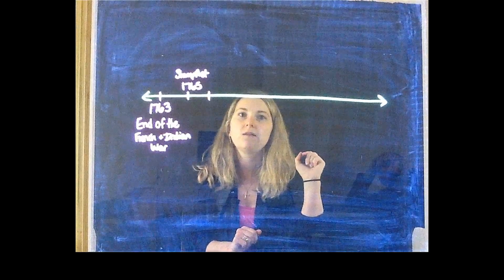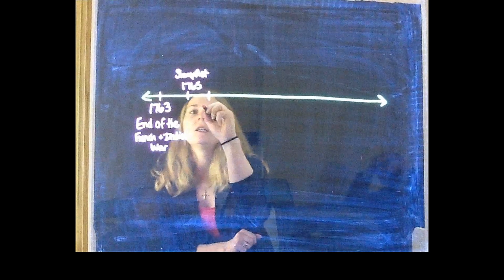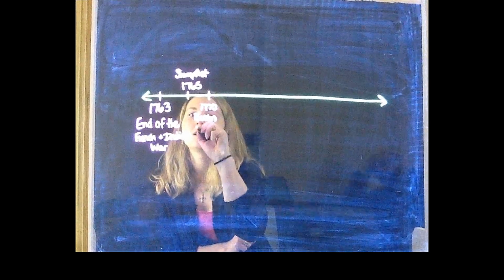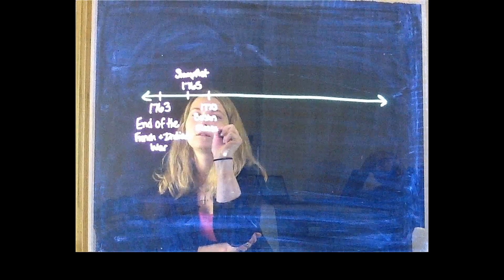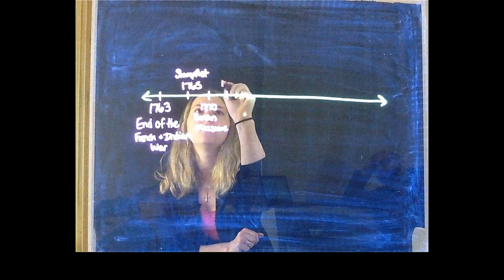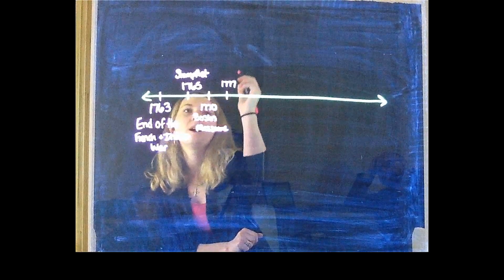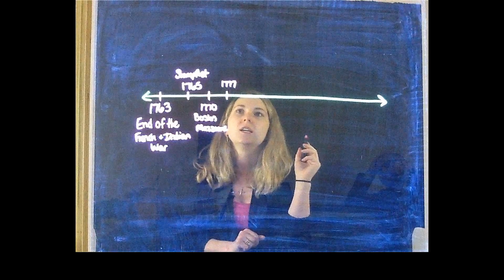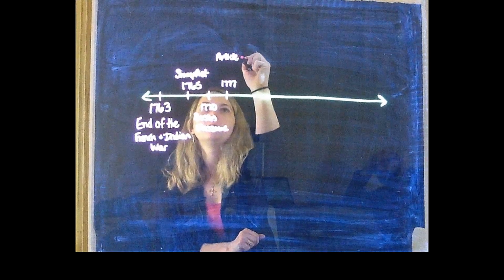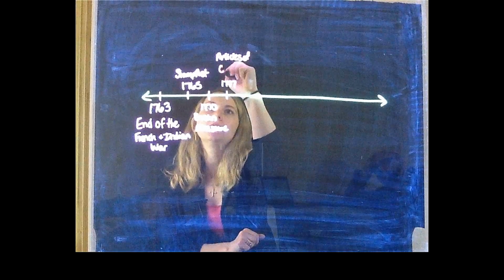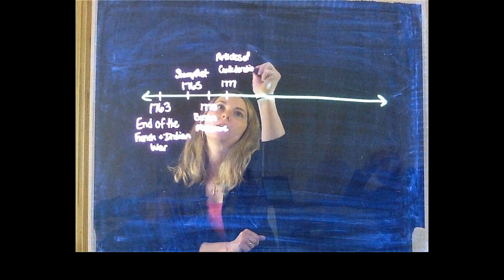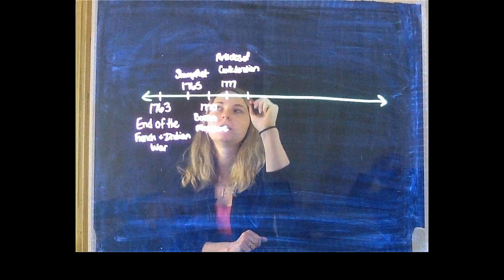So 1765, the Stamp Act is passed. 1770, the Boston Massacre occurs. And all of these events should be sounding familiar to you because we've learned about all of them in class so far. 1777, the Articles of Confederation are enacted. So we officially have a federal government in the United States at that point.